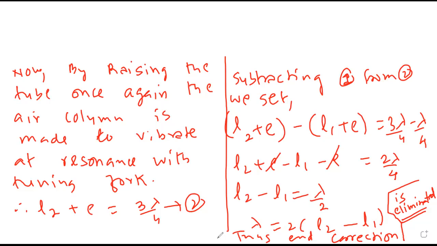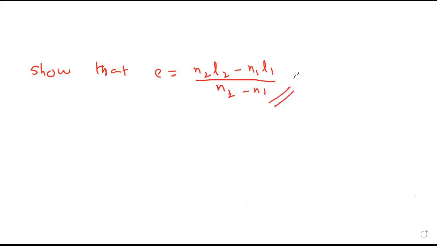Done, sir. Completed? Next one. So E equals N2 L2 minus N1 L1 upon N2 minus N1.